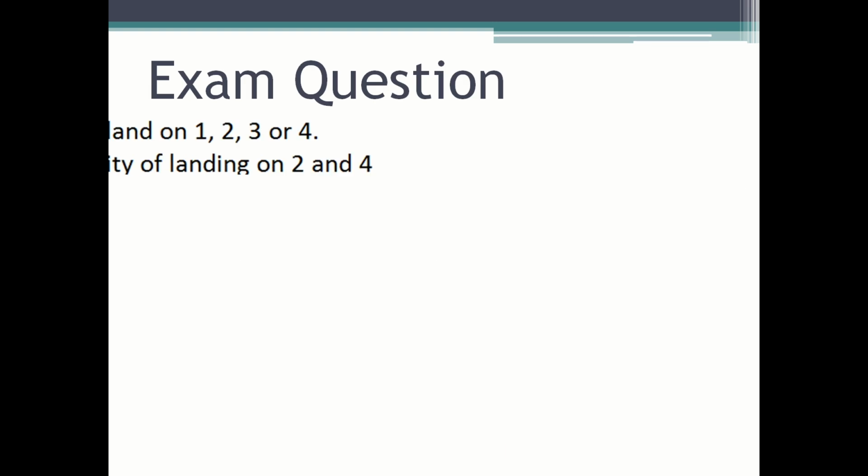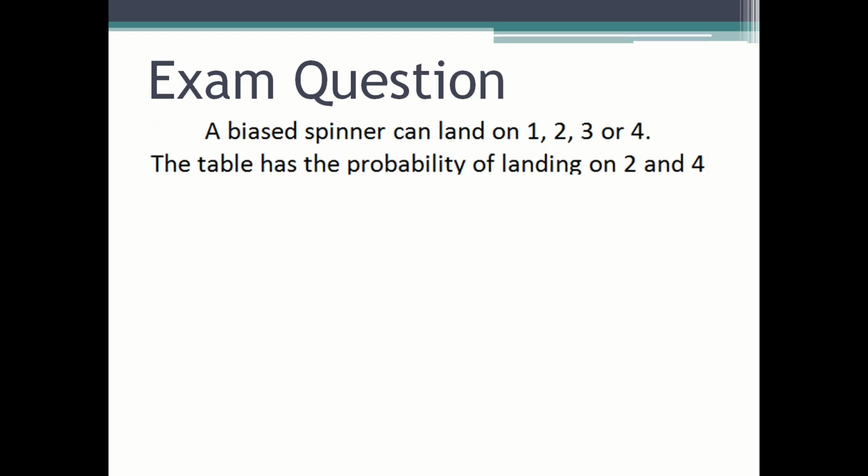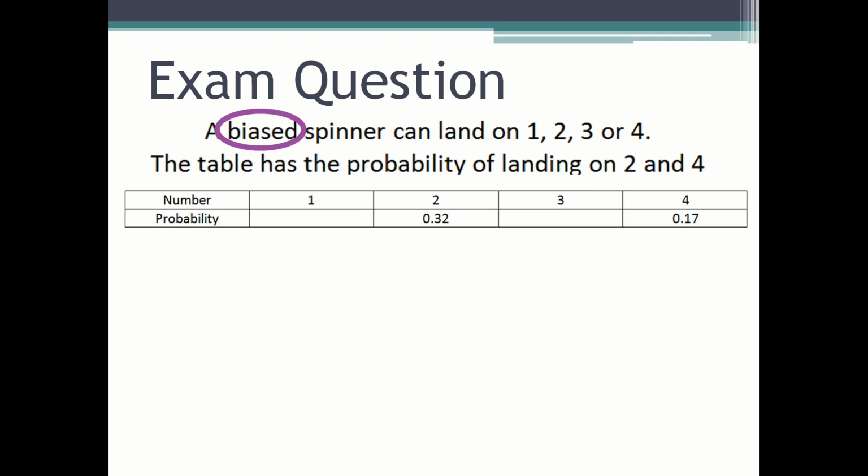Now we're going to look at an exam question. So the question says a biased spinner can land on 1, 2, 3 or 4. The table has the probability of landing on 2 and 4, and to point out, it says biased, so it means that each value is not going to be 0.25, 0.25, 0.25, 0.25, which means that it's varied.